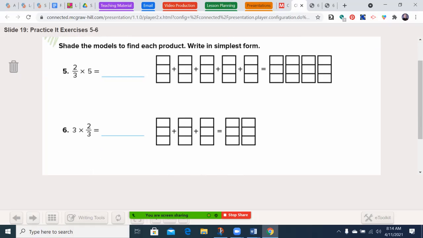And let's do these two before I send you off to work. Numbers 5 and 6. You may pause the video now. Welcome back. Let's see how you did.